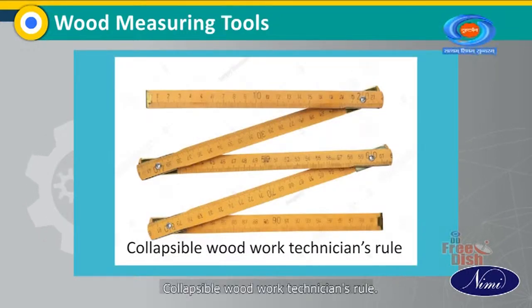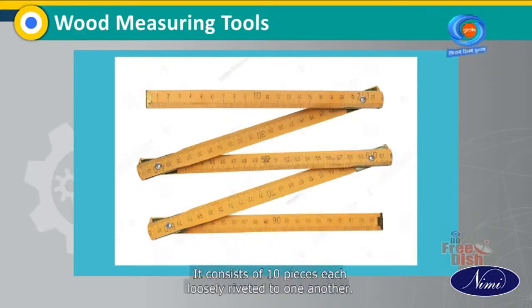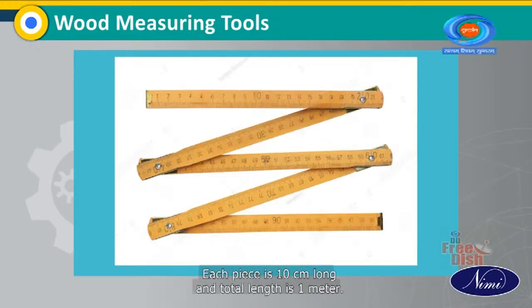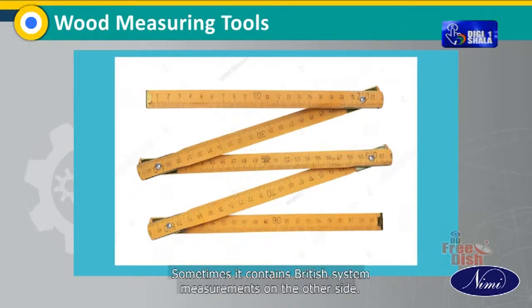Collapsible woodwork technician's rule. It is also called a zigzag rule. It consists of 10 pieces, each loosely riveted to one another. Each piece is 10 centimeters long and the total length is 1 meter. Longer distances can be measured with this rule. Sometimes it contains British system measurements on the other side.